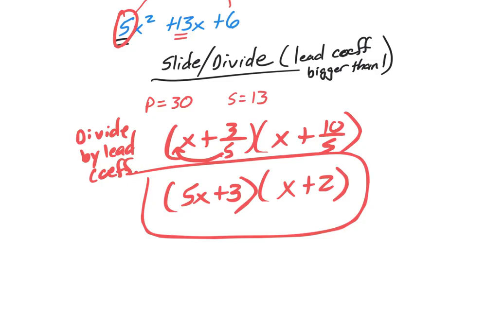Okay, let's do another slide and divide. We had 10 over 5 that became 2, and that was our factor. This one has different signs in it.